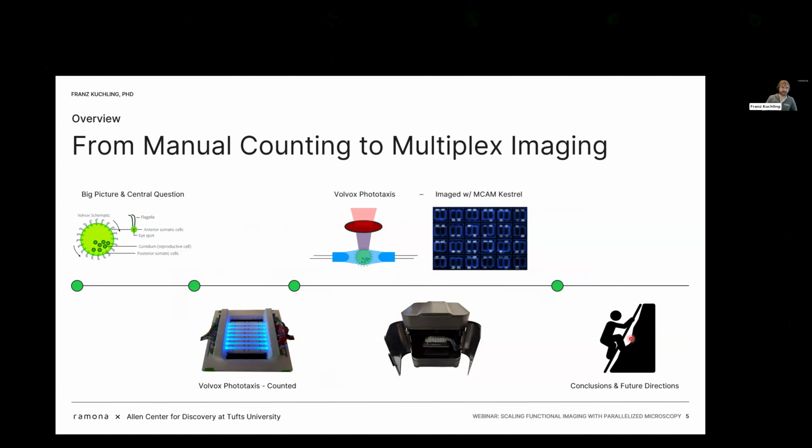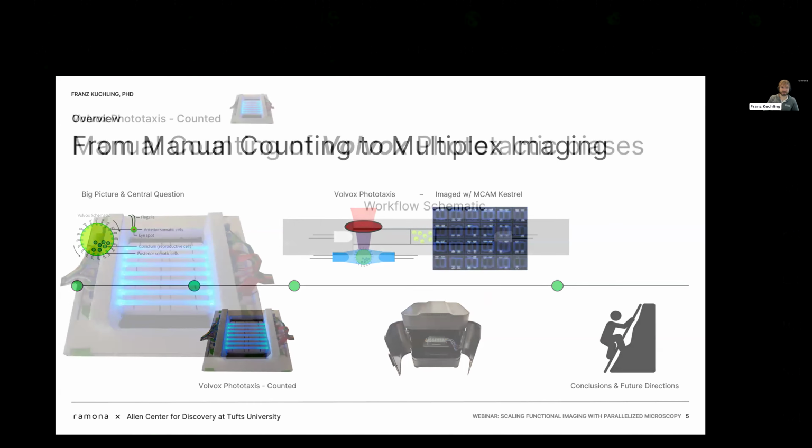And so I kind of gave you the big picture overview, and I'll now focus a bit more on the nuts and bolts of how I started off with the manual counting system at the beginning of my PhD, and then decided that if we really want to get at this question in a high throughput way, we have to start imaging, and how the MCAM Kestrel really helped me with that.